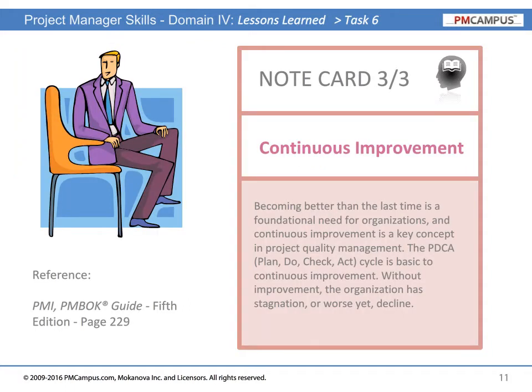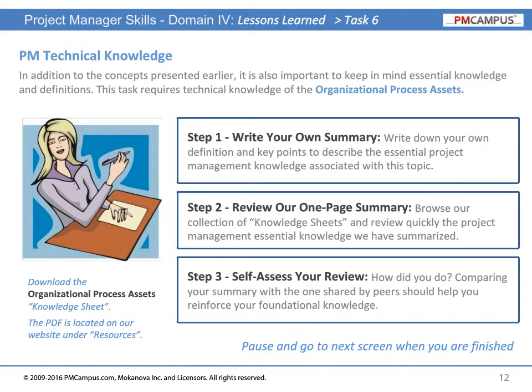Continuous improvement. Becoming better than the last time is a foundational need for organizations, and continuous improvement is a key concept in project quality management. The PDCA cycle is basic to continuous improvement. Without improvement, the organization has stagnation, or worse yet, decline. PM Technical Knowledge. In addition to the concepts presented earlier, it is also important to keep in mind essential knowledge and definitions. This task requires technical knowledge of the organizational process assets. Step 1. Write your own summary.